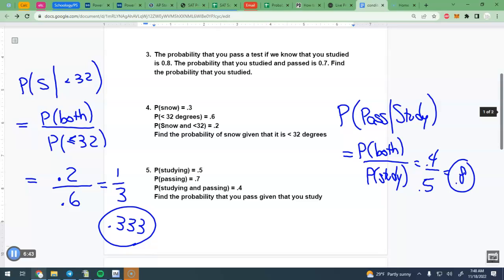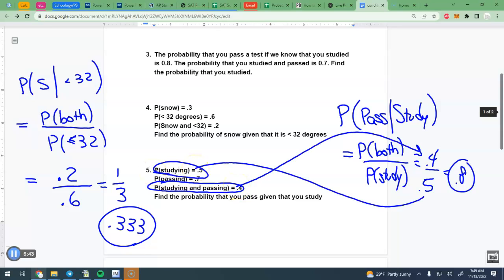So it's the probability of both on top and the probability of studying, because that's what we know, on the bottom. I put the wrong number in on that. Is that okay? You know why I put those numbers in?